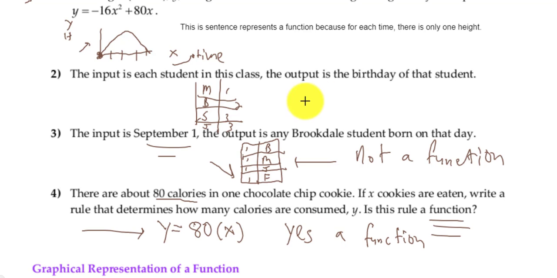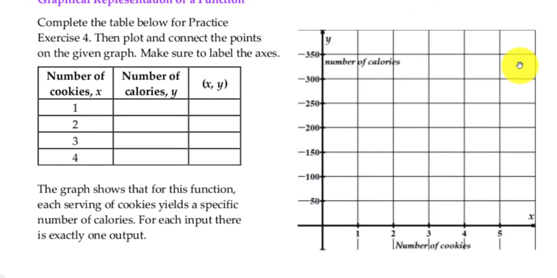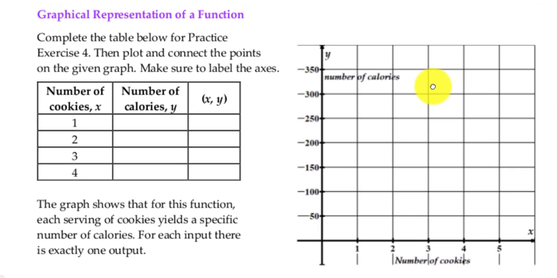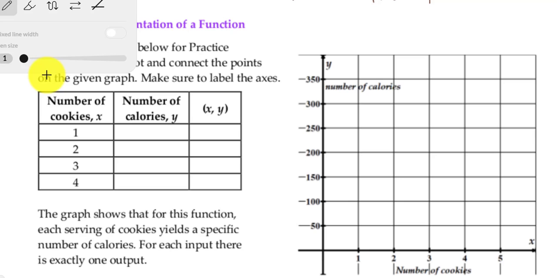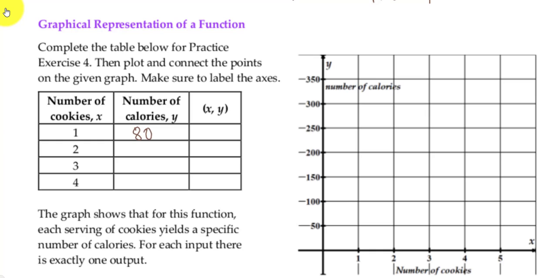All right. Let's keep moving. It says a graphical representation of a function. Then it says to complete the table below for practice exercise 4. So that was the cookie problem. Remember, if we had 1 cookie, we had 80 calories. 2 cookies would be 160. 3 cookies would be 240, 3 times 80. Remember, you're just putting in the number of cookies for X. And then 4 cookies would be 320.